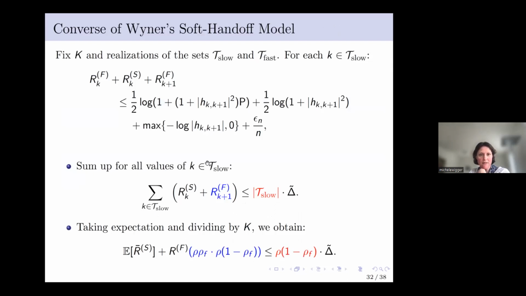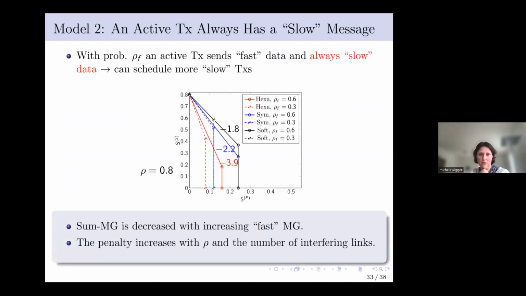I think I'm running out of time. I wanted to explain a bit more about the converse proofs. As I mentioned, we have converse proofs for various setups, but they're really tight only in Wyner's symmetric or asymmetric models. And this is a model where the assumption is that each user is active with a certain probability rho. And if it's active, it always has slow messages to send, for example, because there are many eMBB messages you want to send. But then with probability rho_F, you also have an additional fast message to send.